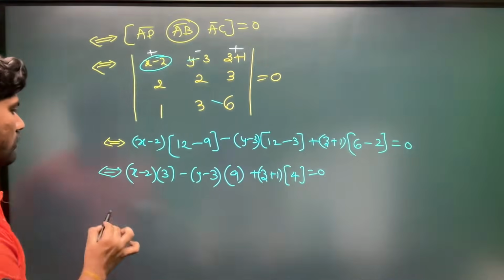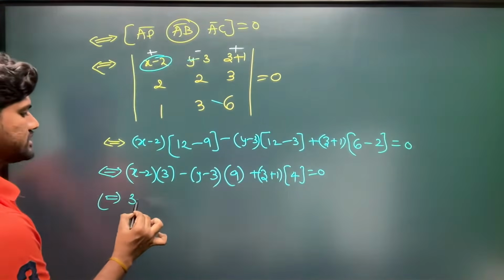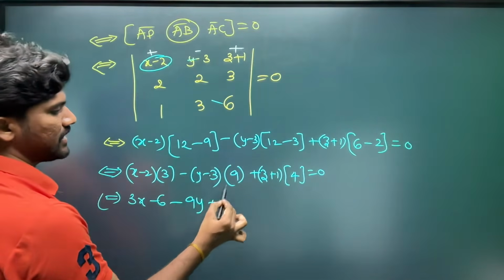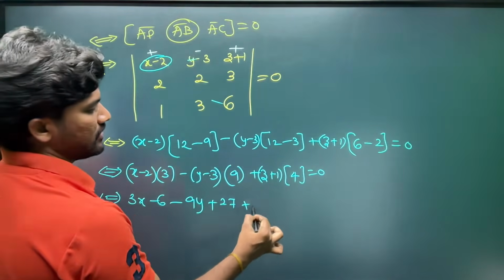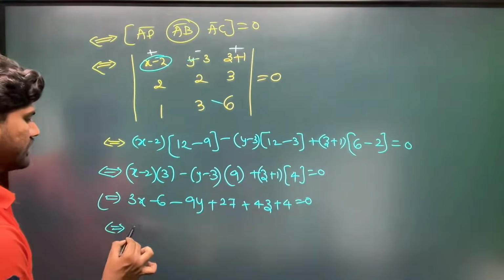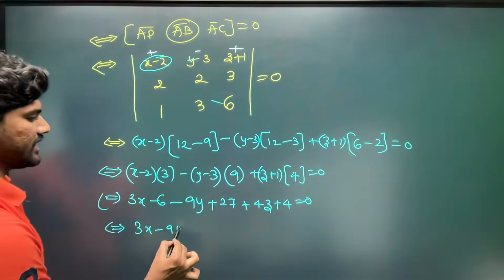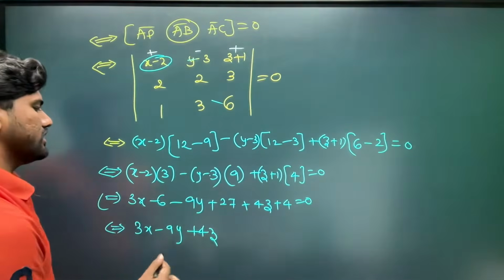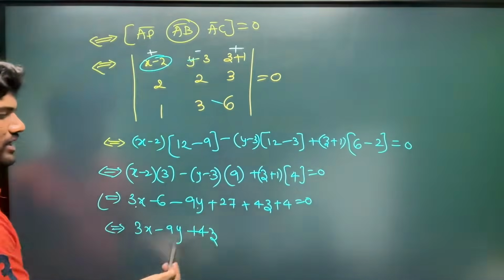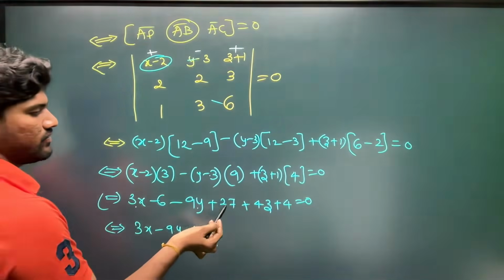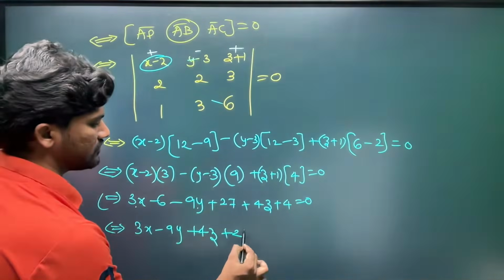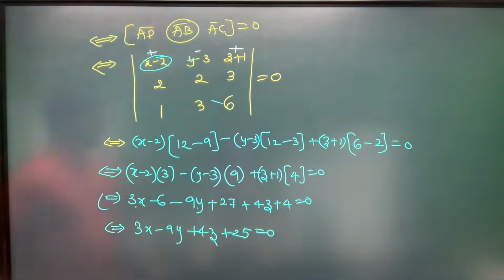Clear? So now, if and only if 3x minus 6, minus 9y, minus into minus plus 9 into 3 is 27, plus 4z plus 4 equal to 0. So finally we will get 3x minus 9y plus 4z. First of all, write x value, y value, z value at one place, and the constants: 27 plus 4 is 31, 31 minus 6 is plus 25. Equal to 0.